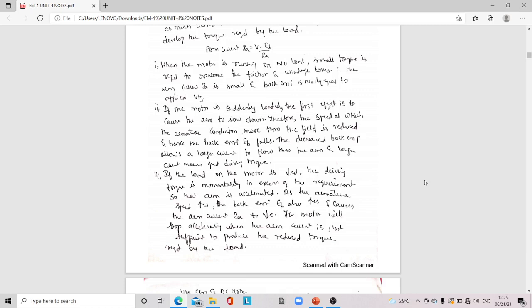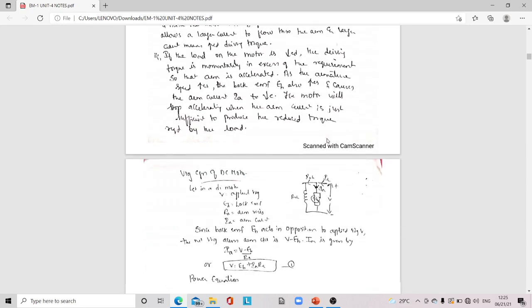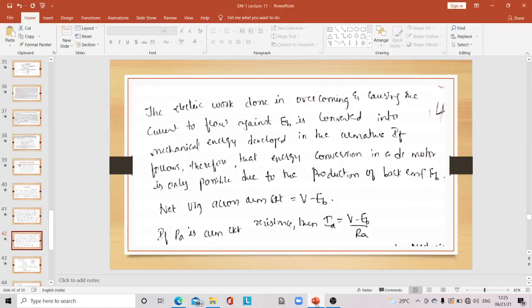So the motor will stop accelerating when the armature current is just sufficient to produce the reduced torque required by the load. So load decreases, what is happening? Speed increases, back EMF increases and causes the armature current to decrease. So in this way, we can see that it is acting like a regulating mechanism.